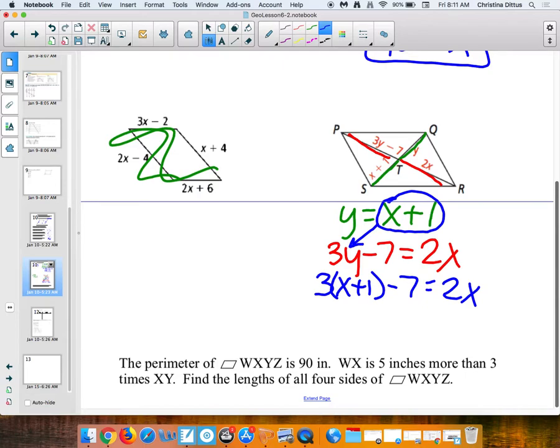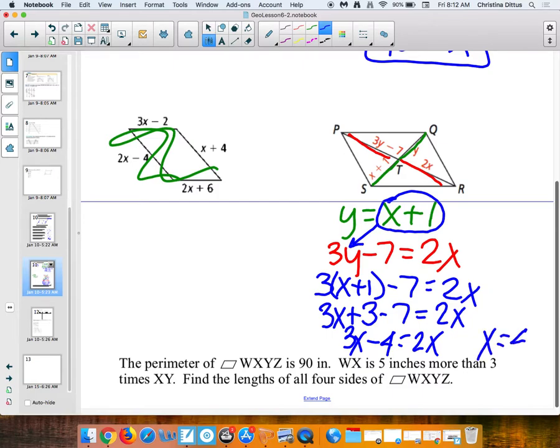So I got to distribute this 3, so I get 3x plus how much? Plus 3, and then minus 7, still equal to 2x. You good? Okay. So what was 3 minus 7? Negative 4. So I get 3x minus 4 equals 2x. Subtract your 2x, add your 4 over, and x equals 4.